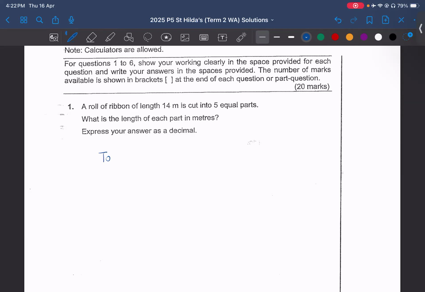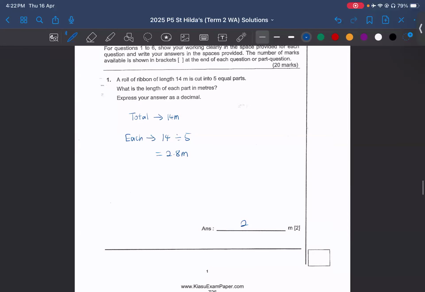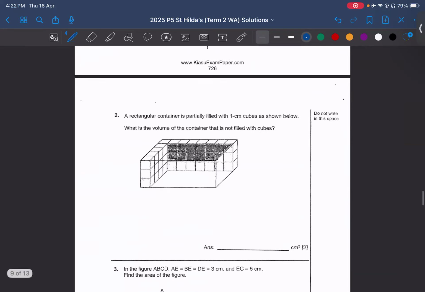So we know the total, which is 14 meters. To find each part, we take our total and divide by the number of parts, which is 5. So 14 divided by 5, if you press your calculator, you get 2.8 meters. So that is the length of each part, which is 2.8 meters. Okay, question 2.